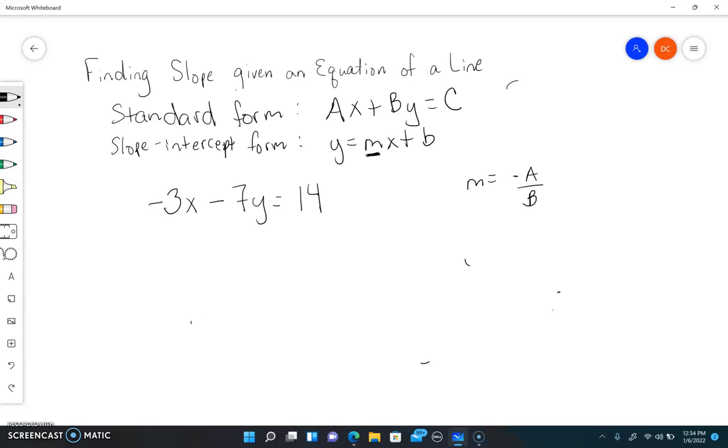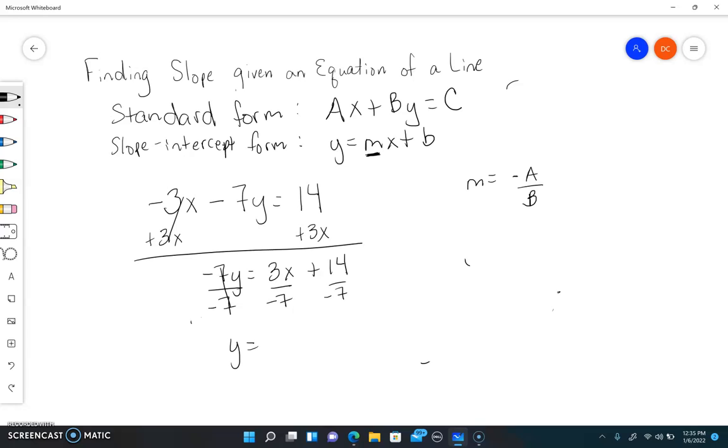Okay. So again, I can't remember that m equals negative a over b. So I can remember it, right? I'm going to solve for my y. So I'm going to add 3x on both sides. And so I get negative 7y is equal to 3x plus 14. And I'm going to divide by negative 7. Okay. And remember, everything gets divided by negative 7 on that right side. So now I have negative 3 over 7x. And then minus 2, right? 14 divided by negative 7 is negative 2.